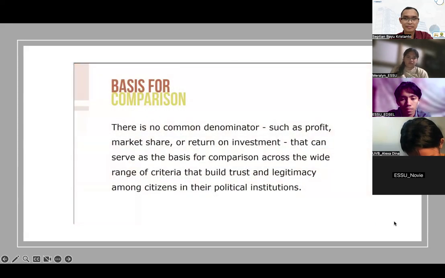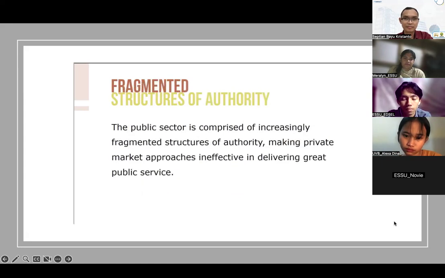First, there's no common denominator, such as profit, market share, or return on investment, that can serve as the basis for comparisons across a wide range of criteria that build trust and legitimacy among citizens and their political institutions. Furthermore, efficiency, effectiveness, and responsiveness to citizens are not the only consideration. Values like fairness, equity, protection of rights, and transparency play important roles in determining the legitimacy of political institutions, processes, and outcomes.